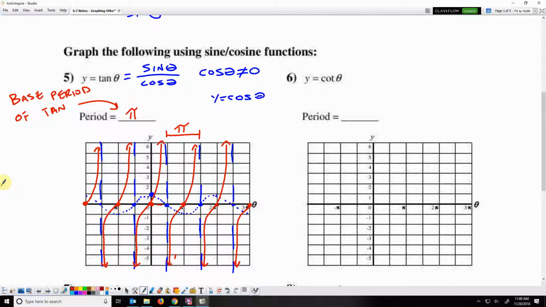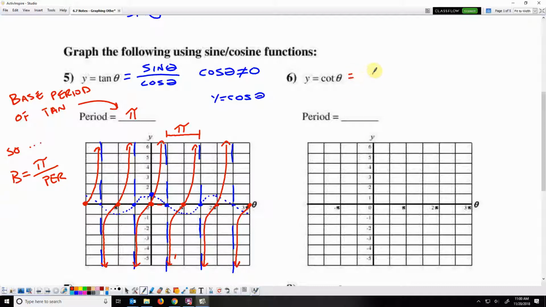In a sine or cosine graph, the base period is 2 pi. So what that means is that b for a tangent or cotangent graph is pi over the period instead of 2 pi over the period. So for sine and cosine, b is 2 pi over the period. For tangent, because the base period is pi, b is 1 pi over the period.